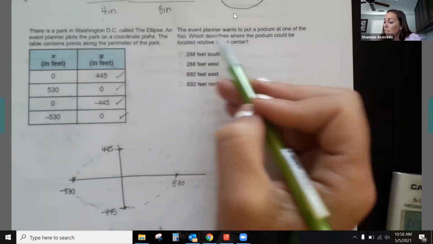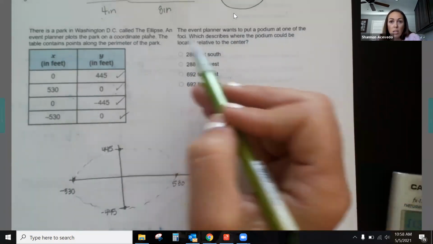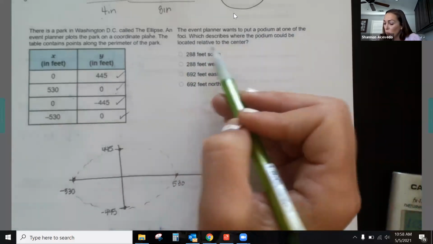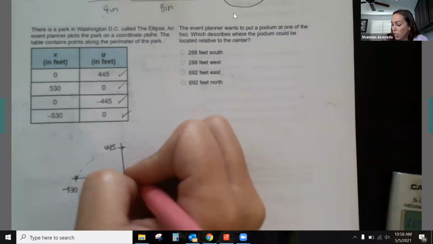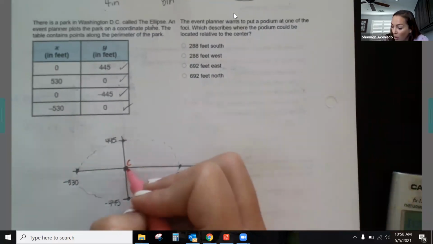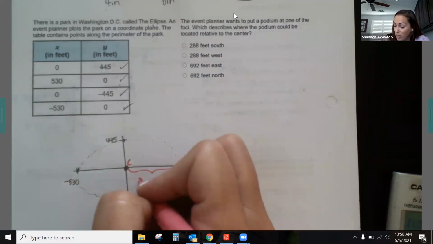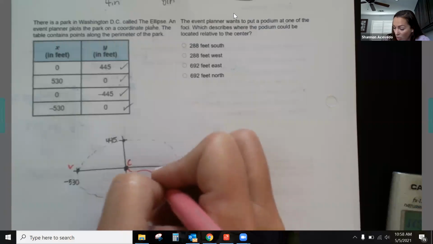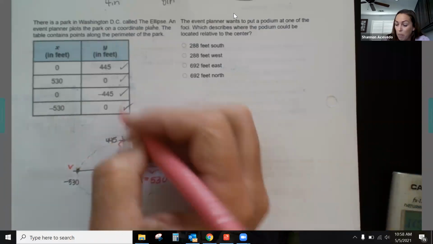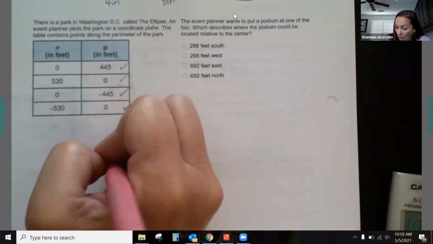Okay, so then it says, the event planner wants to put a podium at one of the foci, which describes where the podium could be located relative to the center. So the center here is going to be at our origin, right? Because everything is equal distance. So what do I know from looking at this? Well, my center here is at the origin. I know that from here to here, for an ellipse, the longest value is going to be my A. So in this case, A, the distance from my center to my vertex, is going to be 530. This is going to represent my B value. These would be my co-vertices. B is equal to 445.